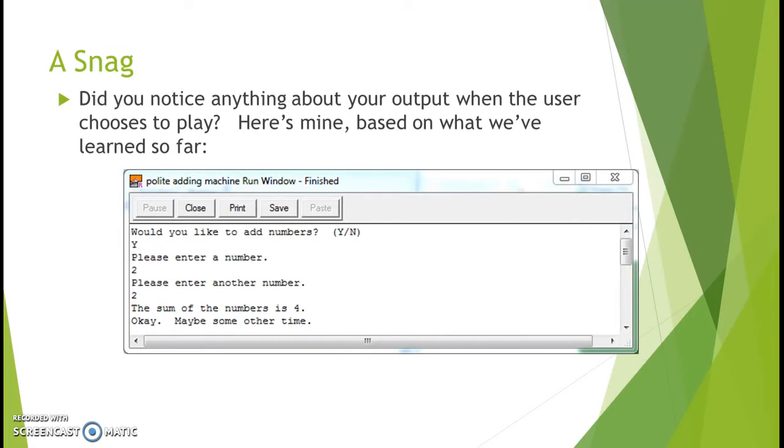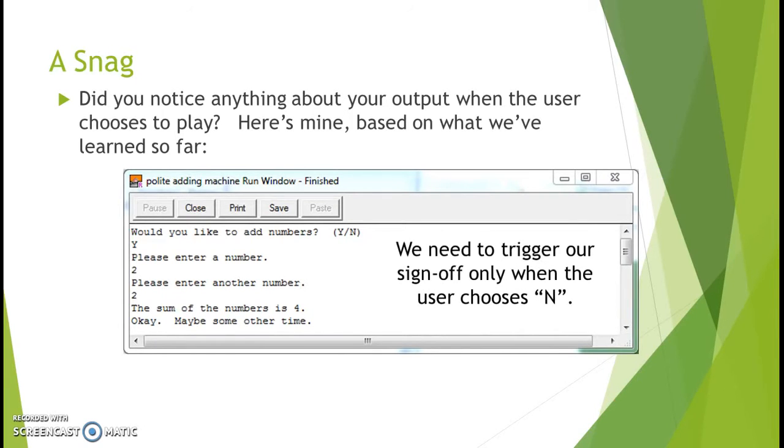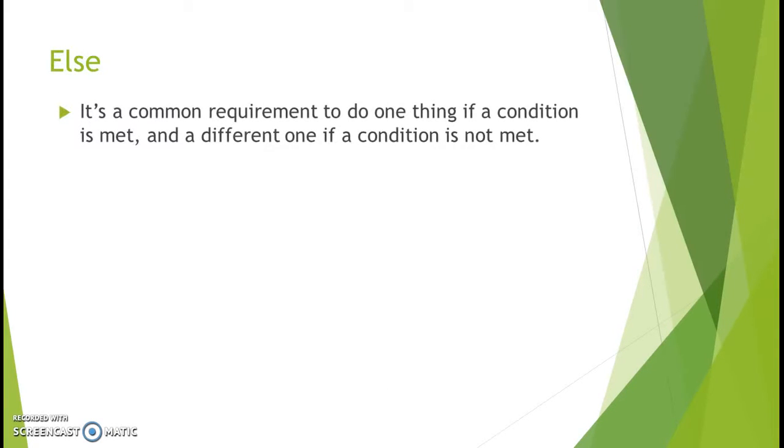to the user was at the end of my code, and so it signed off as if the user had never asked it. I had created a linear program. So my sign-off really should only have come up when the user chose no. Instead it was coming up in both cases. So we can put another if statement in there. But there is an alternative technology that we can use.